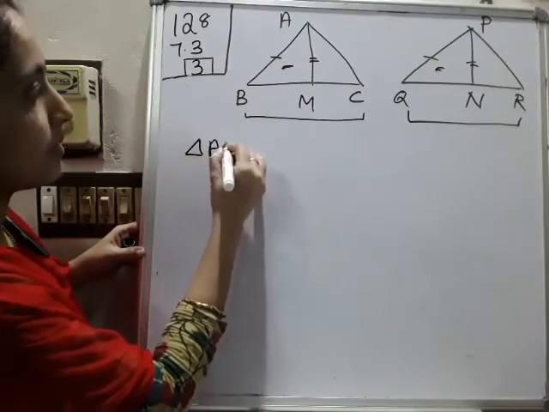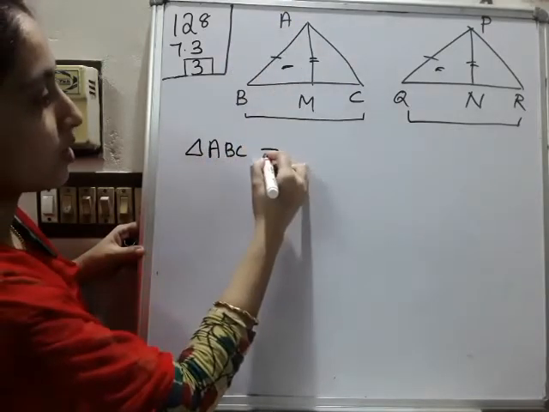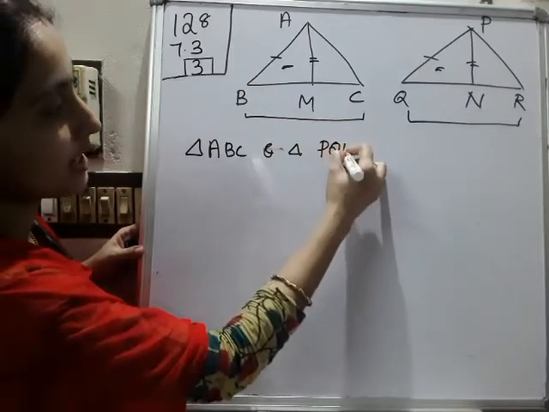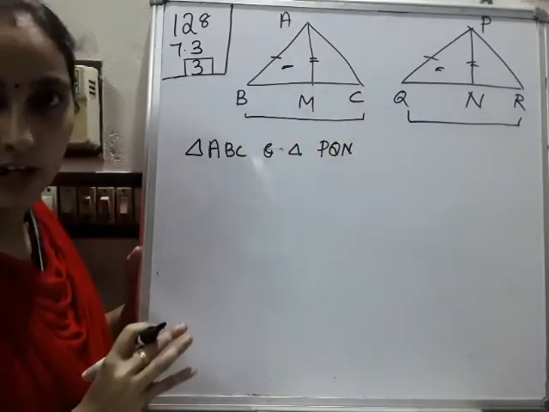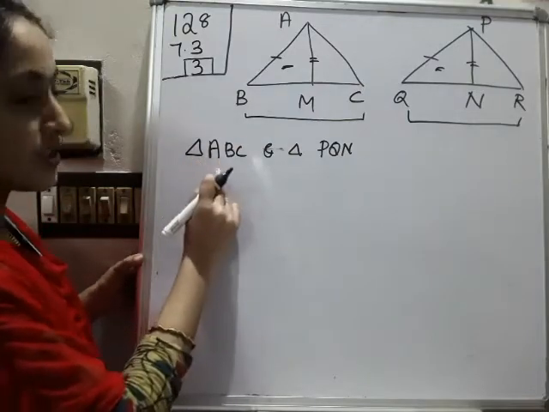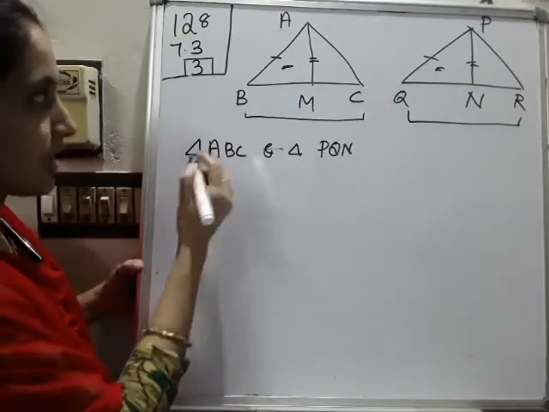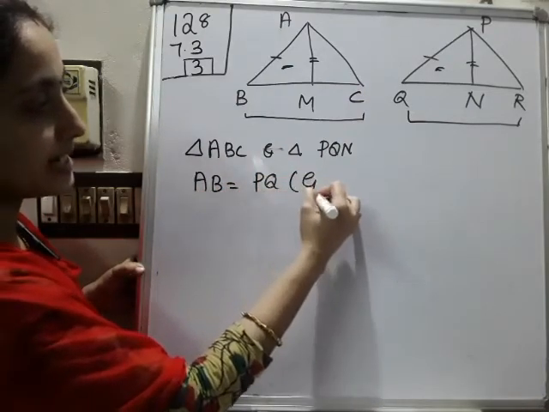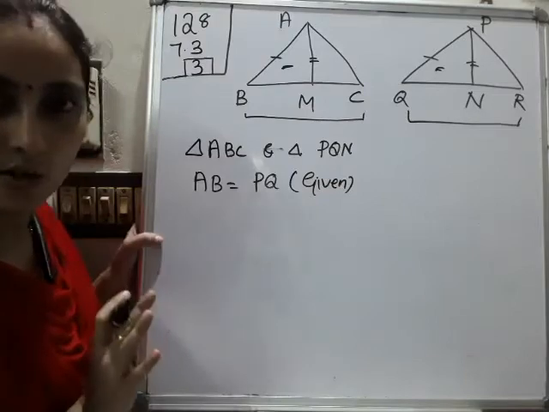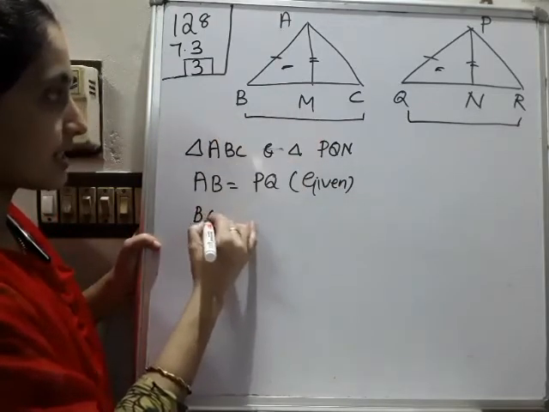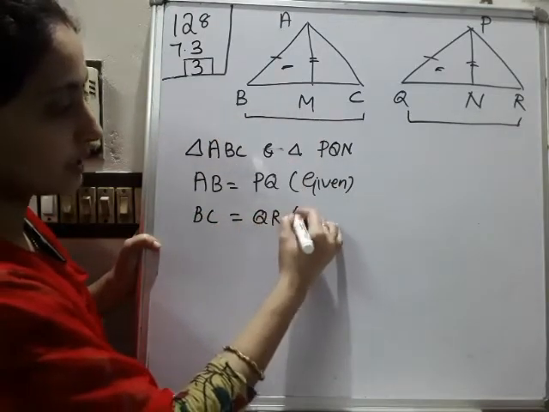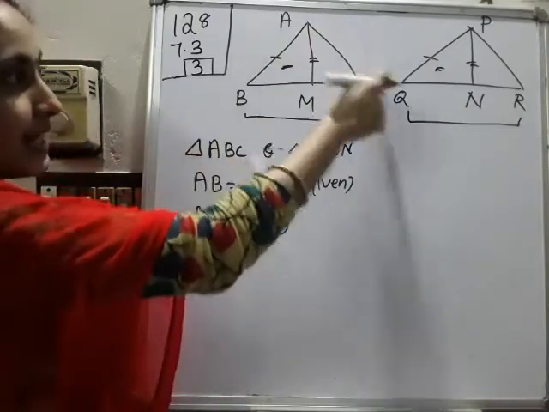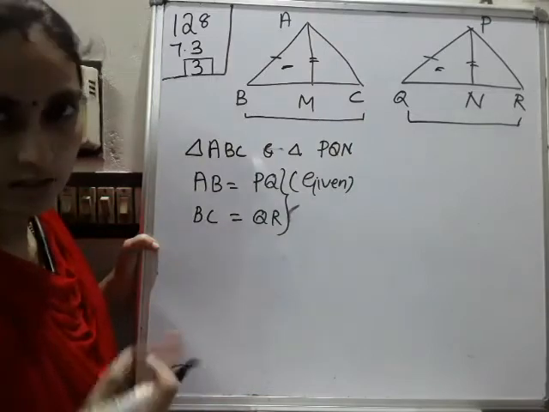So the full triangle ABC is congruent to triangle PQN. This full triangle is congruent to that full triangle. That we have to prove. So we consider triangle ABC and triangle PQN. AB is equal to PQ, given in the question. Also one more condition is given: BC is equal to QR. That is also given. Then is AC equal to PR? That is not given.